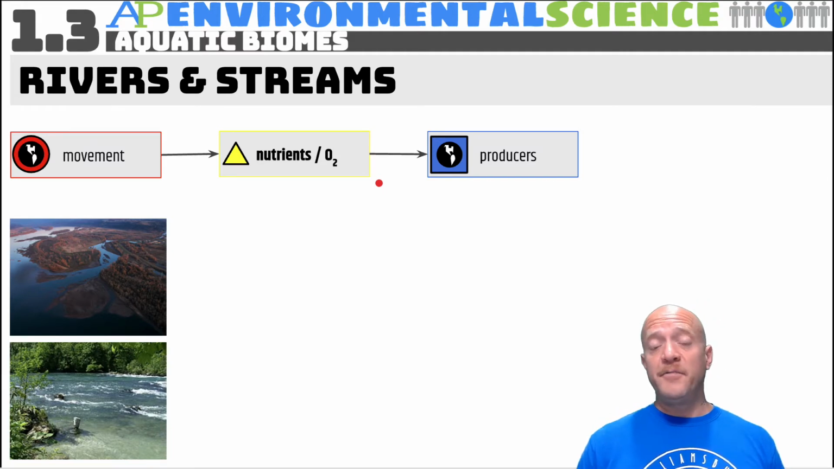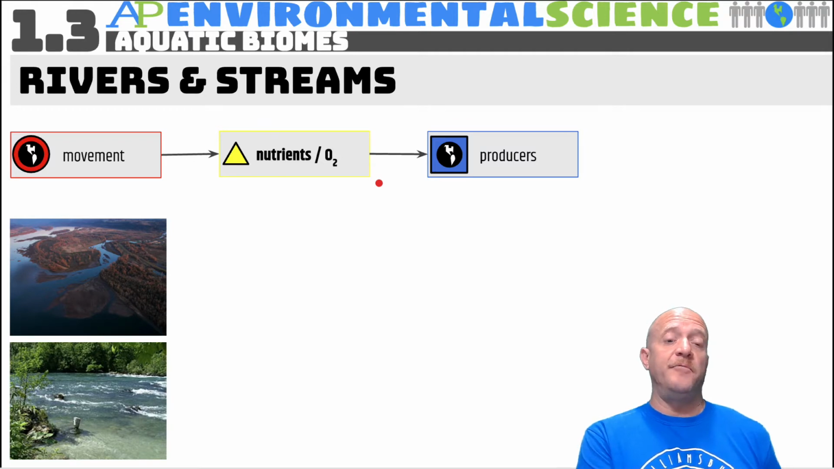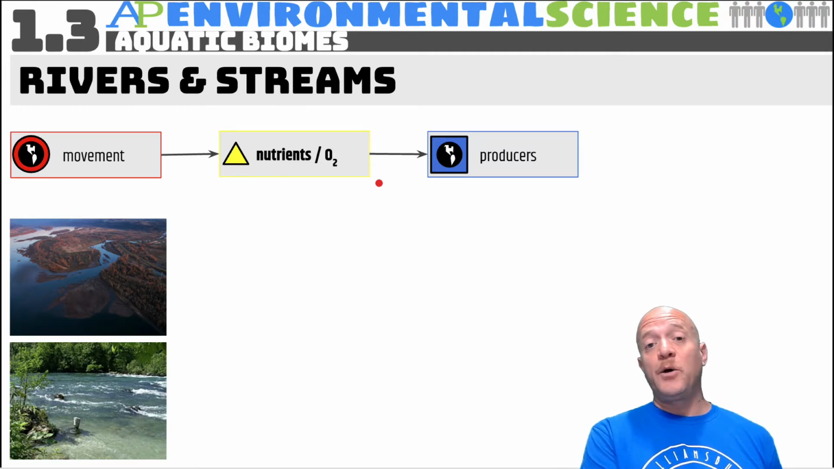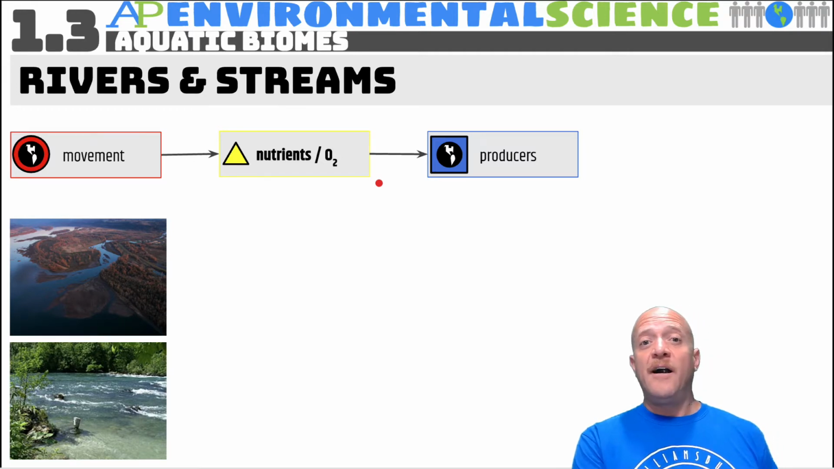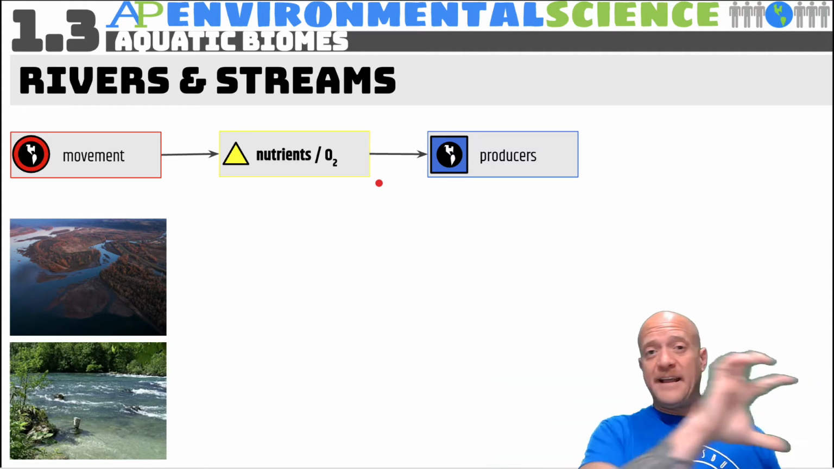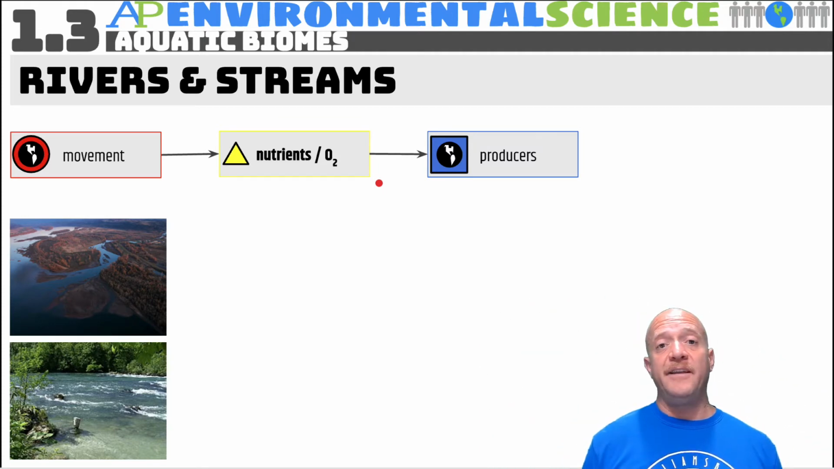Because of this, you may have different types of producers. In a fast moving river, you're going to have plants that are attached maybe to the rocks, maybe to the soil in the riverbed. And in a slower moving river, you may have phytoplankton, or plankton that grows at the top of the river.